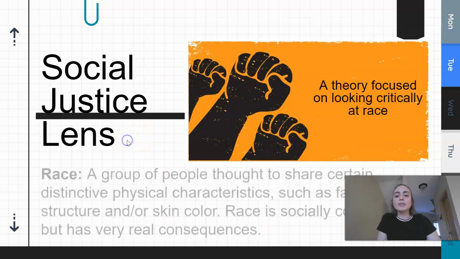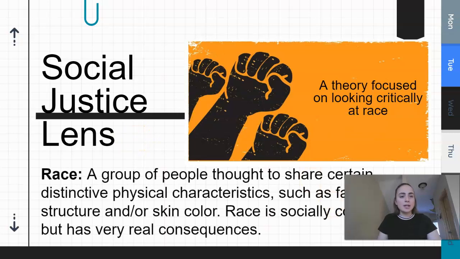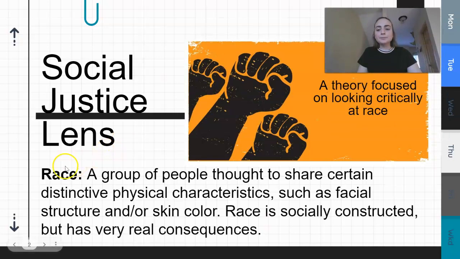So I want to give us a definition so that we are all on the same page about what this means. The definition of race is that it's a group of people thought to share certain distinctive physical characteristics, such as facial structure and or skin color.